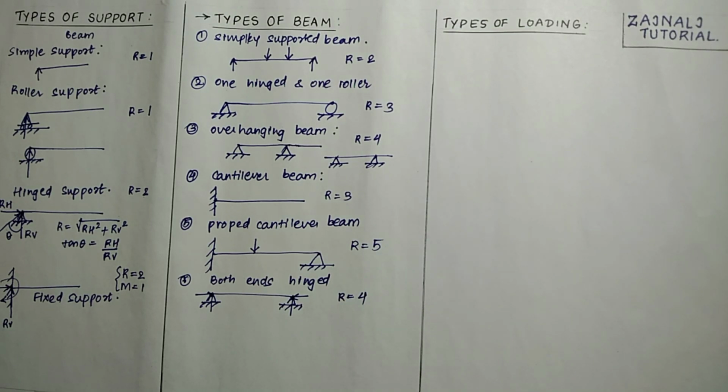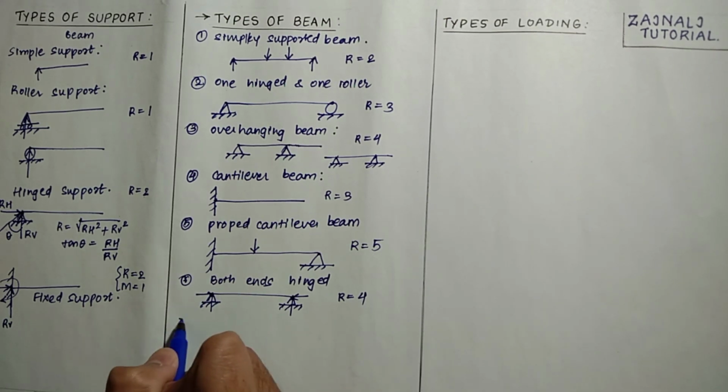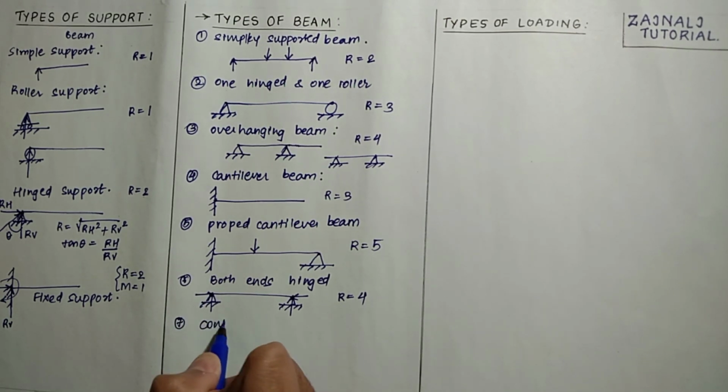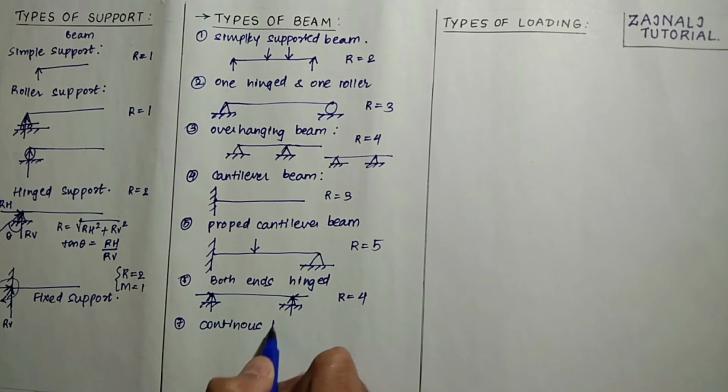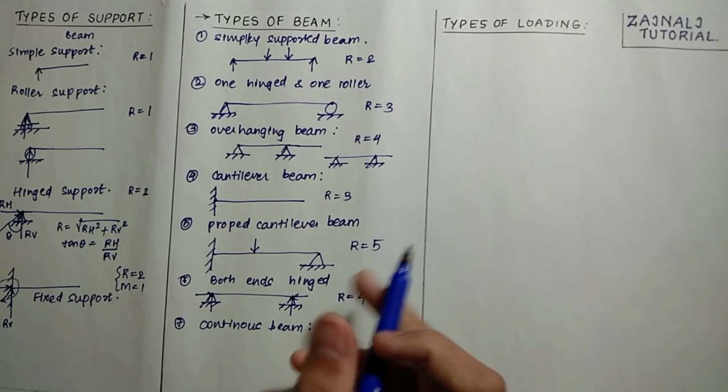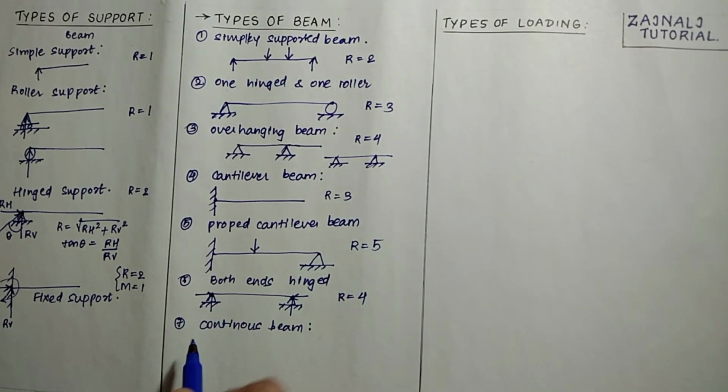Now another type of beam is the continuous beam. So what is a continuous beam? A beam is said to be a continuous beam if it is supported at more than 2 points. For example, there are 2 supports like this. If one more support is provided, then such a beam is regarded as a continuous beam.